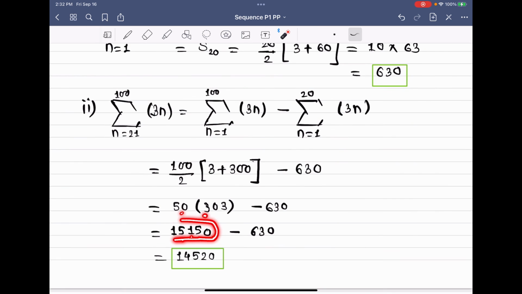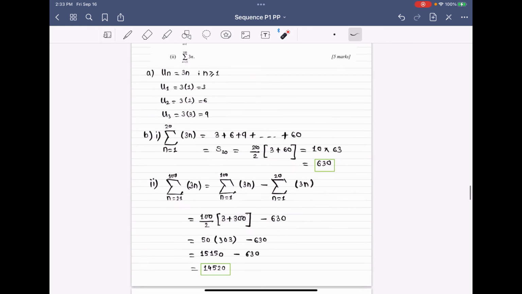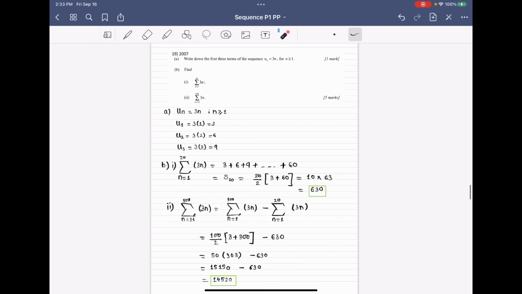15150 is the multiplication of 50 times 303. And we already know n is equal to 1 to 20 from the first part is 630. 15150 minus 630 remains. So 14520 is the sum of 3n from n is equal to 21 to 100. Thank you.